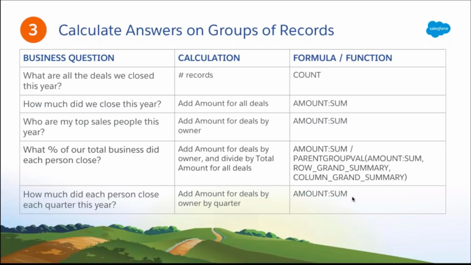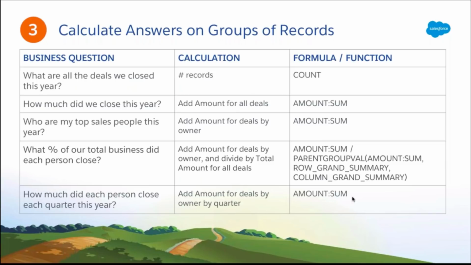Now we know we have a matrix report that we want to calculate numbers on. Step 3 will be to calculate those actual numbers, and let's look at what the calculations need to be. So his first question was, what are all the deals we closed this year? Not a lot of calculations. Maybe we might want to just count how many deals were closed this year. He wants to know how much we closed as well. So we need to add the amounts for all the deals. So that's a simple summation of the amount.